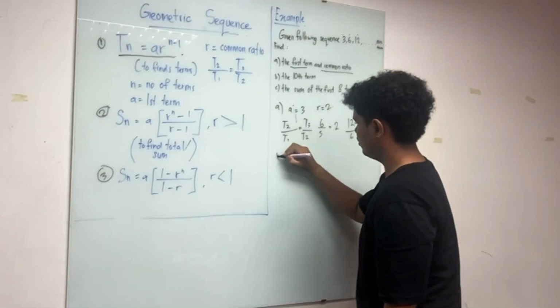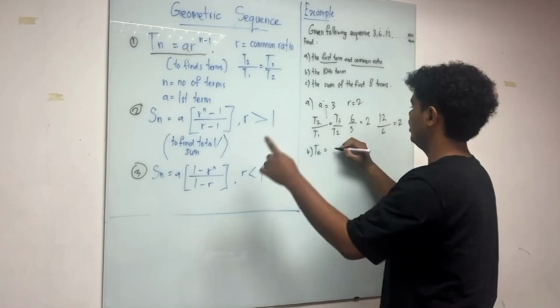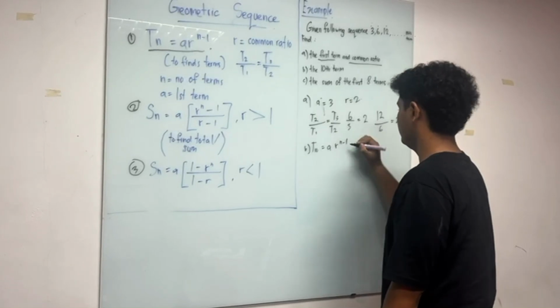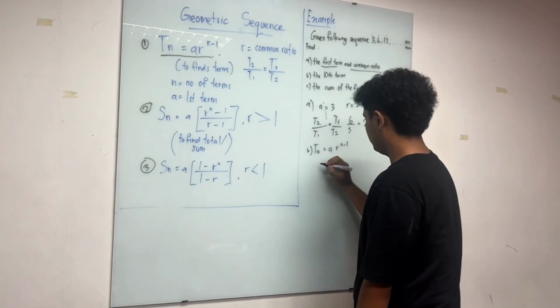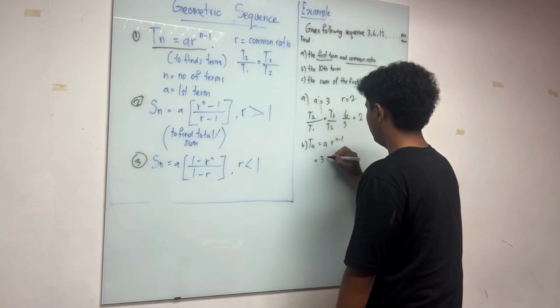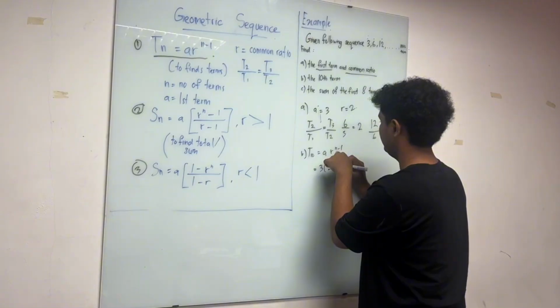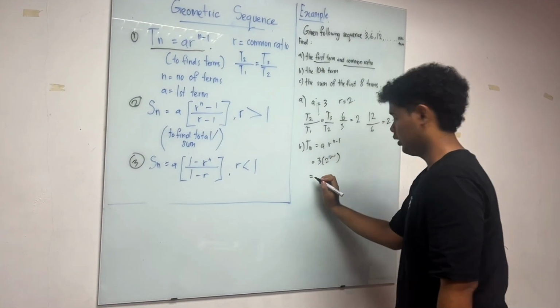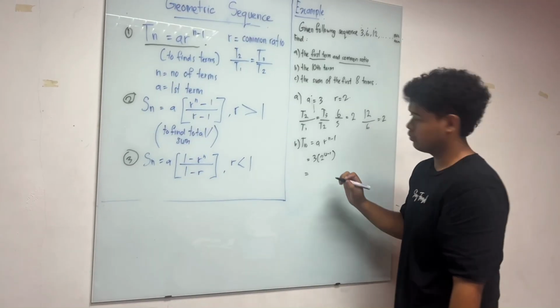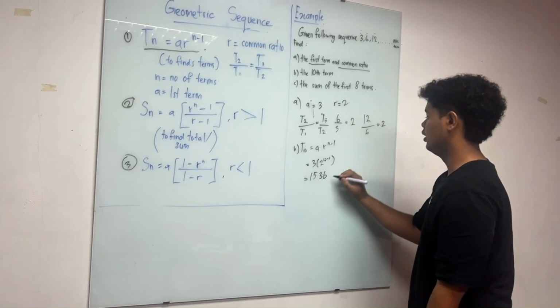So we just put in the number of terms, n is 10, with the nth term equal to a r to the power of n minus 1. We put in the information that we have in this question: a is 3, r is 2, and the power is the number of terms, 10, minus 1. After calculating, we get 1536. Okay, so that's the answer.